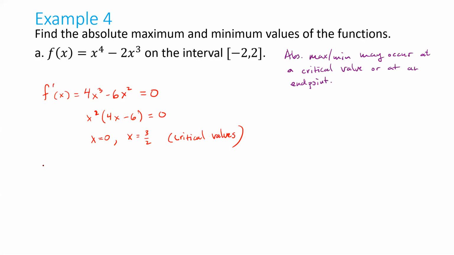And then we'll just plug all the critical values and the endpoints, all of these, back into the original function. The endpoints were at -2 and 2. So here's our critical values and here's our endpoints. And we just check which one is the biggest, that's our absolute max. Which one is the smallest, that's our absolute min.